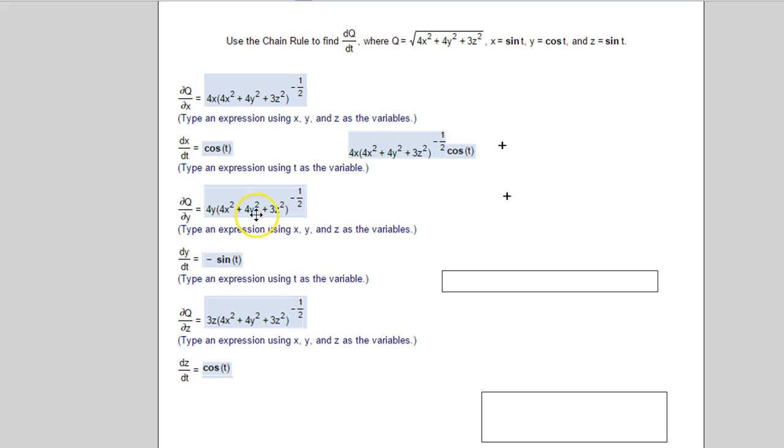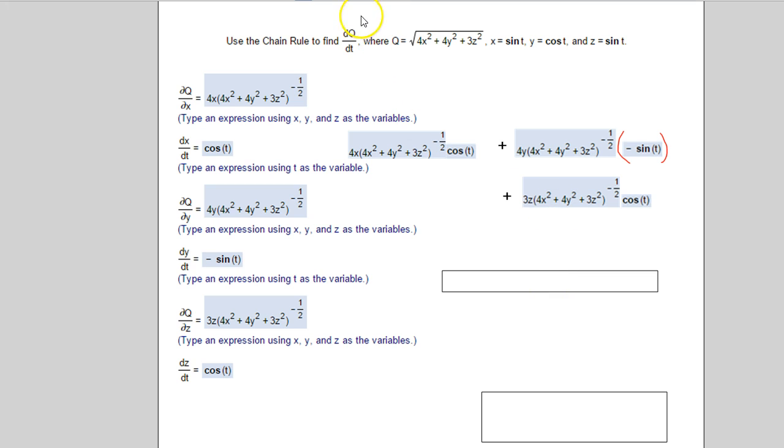And then we're going to add to that the partial q with respect to y, and then chain on dy/dt. So that would be kind of like a parentheses here, so we don't confuse it with subtraction. And then that's going to be added to the partial with respect to z, dz/dt. So we're going to get something that looks like that.